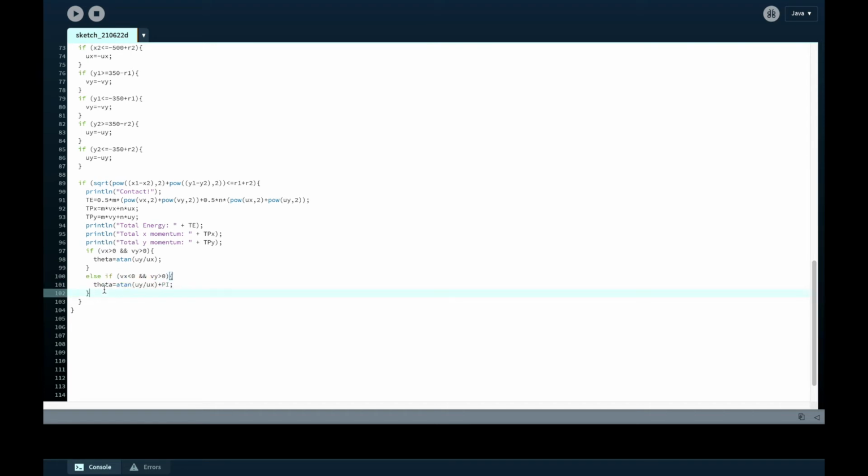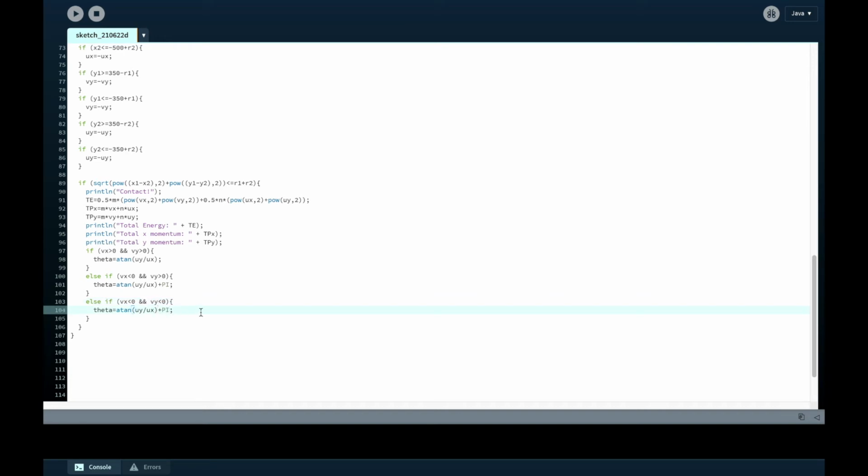And I'm going to do the same thing for the third quadrant, where vx is negative and vy is negative. So if they're both negative, minus 60, 120. So vx is negative, vy is positive, yep, and vx is negative, vy is negative, yeah.